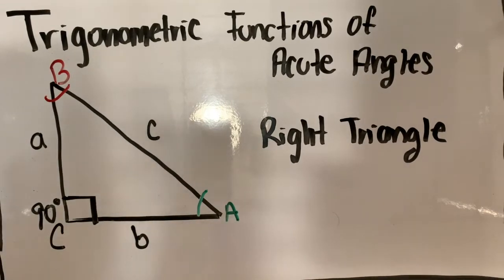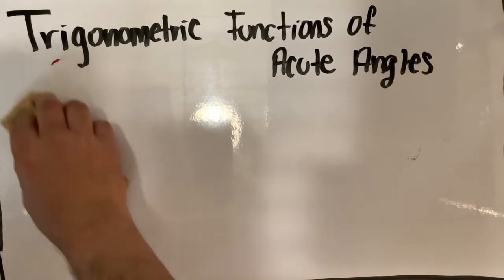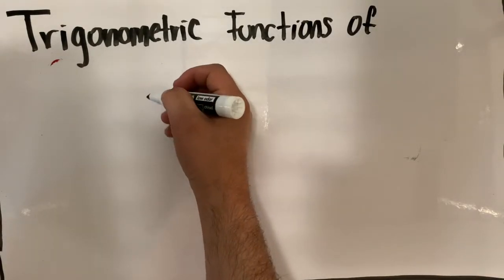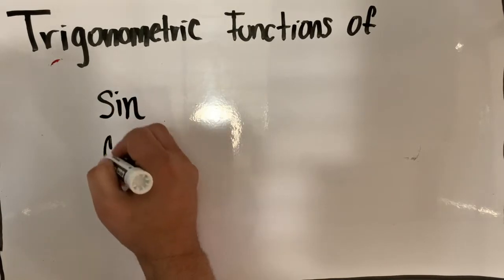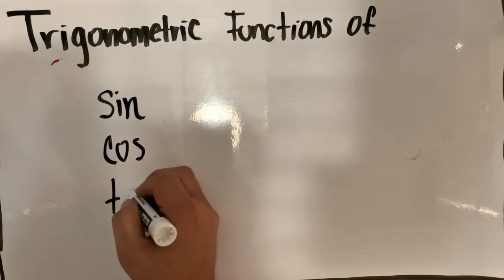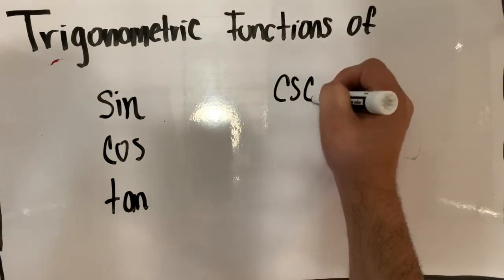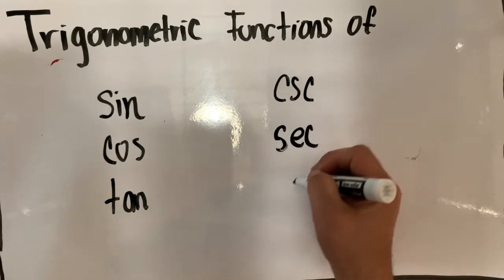So, now that we already know the elements of the triangle, we have 6 different trigonometric functions: sine, cosine, tangent, cosecant, secant, and cotangent.